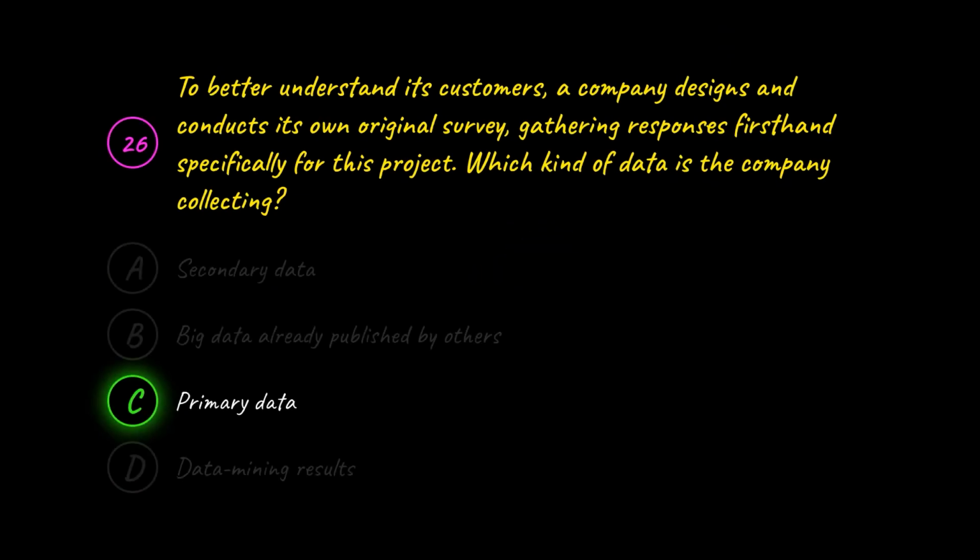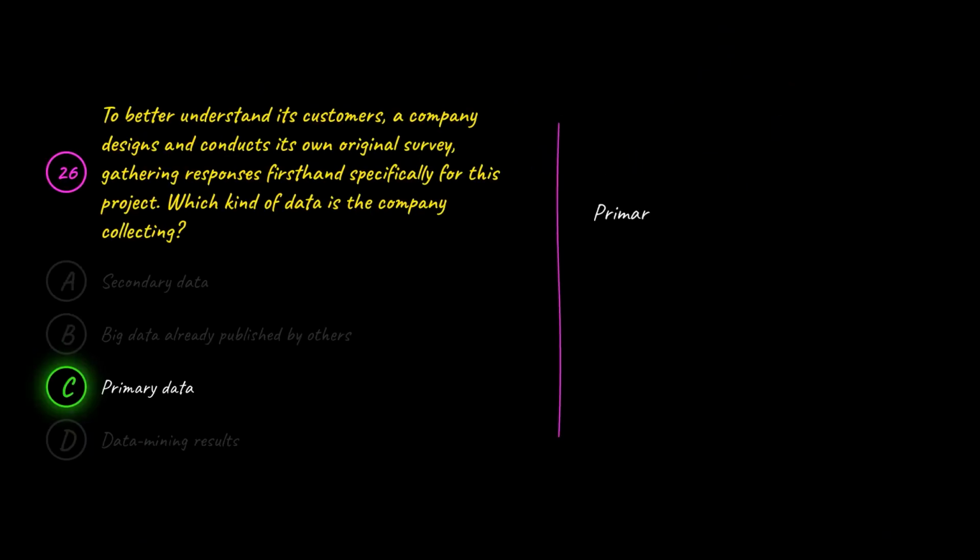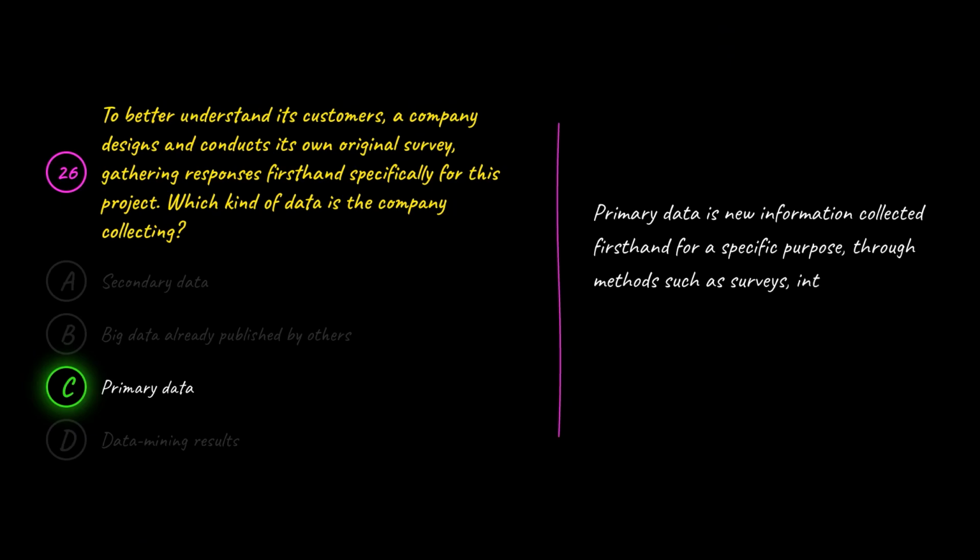The correct answer is C. Primary data. C is correct because primary data is new information collected firsthand for a specific purpose through methods such as surveys, interviews, or observation. A company running its own survey for this project is gathering primary data.